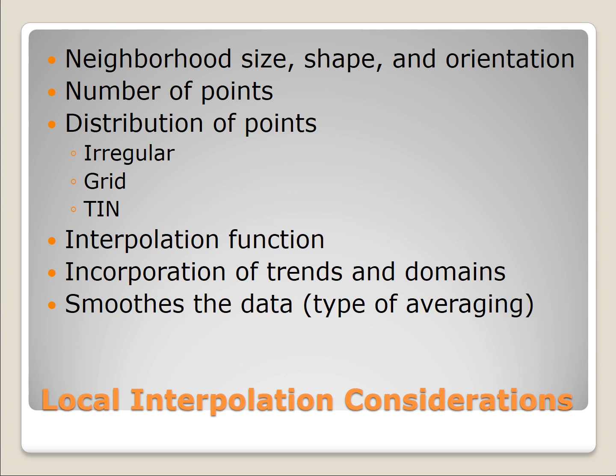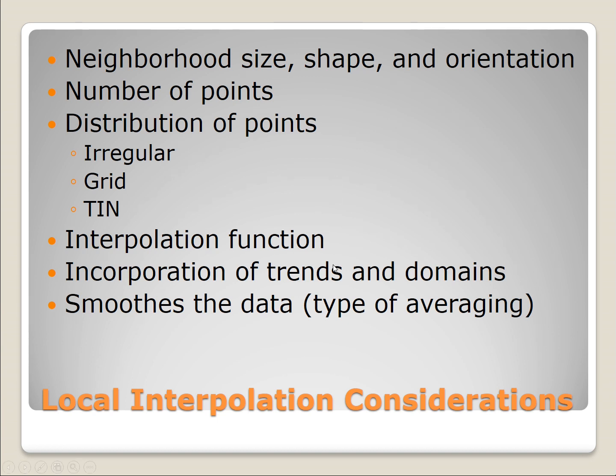We also have distribution of points, so irregular grid, whether it's TINs, because TINs also have their own form of interpolation on them. So if you have gridded data points, then we're going to change the kind of local interpolation versus irregular. We also have the interpolation functions. So what are we really trying to calculate? How are we calculating it? Is there a better way? Is it more efficient? Is there a more accurate way, depending on the data set?